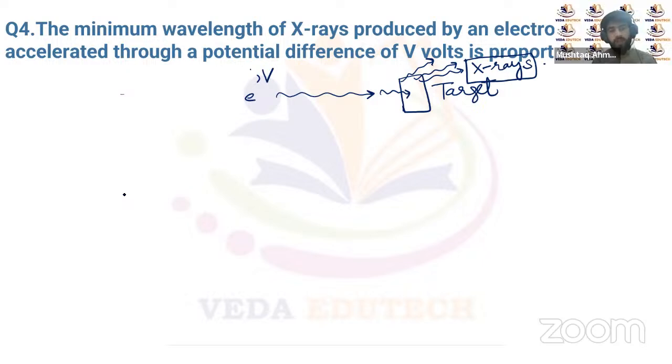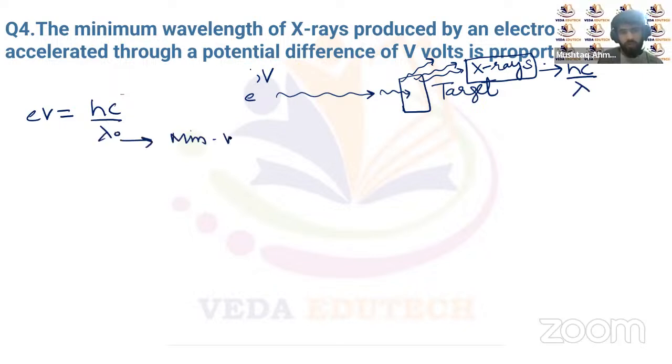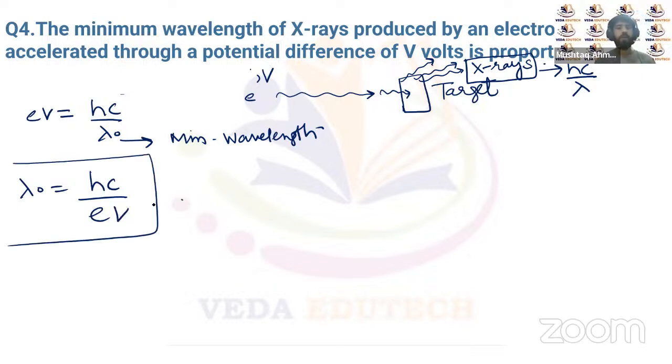So the maximum energy we can produce for the X-ray is if the whole of the kinetic energy of the electron is converted into X-rays, right? The kinetic energy of the electron is eV, and it is converted into the light of X-rays, which will be equal to hc upon lambda. This will be the minimum wavelength, because all of the energy of the electron is converted into the X-ray. Now lambda naught will be equal to hc upon eV.